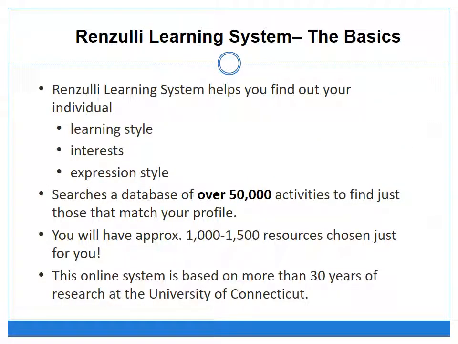Renzulli Learning System is an online learning tool designed to find your individual learning style, interest, and expression style. It searches a database of over 50,000 activities, carefully selected age-appropriate websites and resources, including enrichment activities, simulations, ebooks, virtual field trips, and projects that match your profile. You'll end up with approximately 1,000 to 1,500 resources chosen just for you. This online system is based on more than 30 years of research at the University of Connecticut.